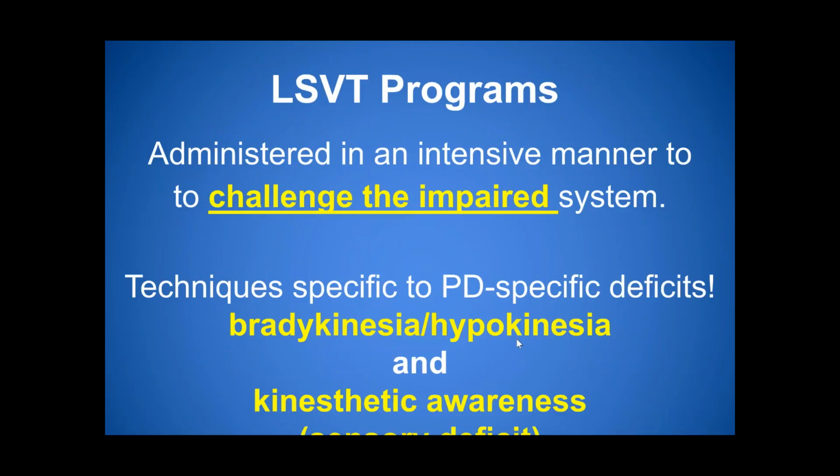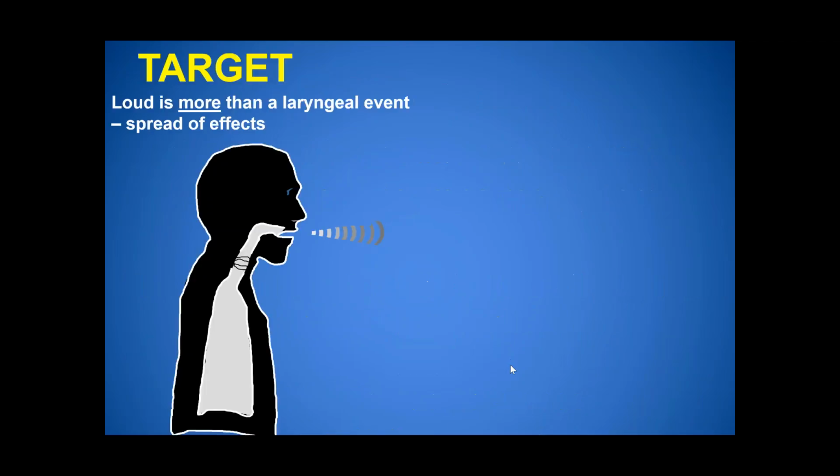Something unique about the LSVT programs is that they're administered in an intensive manner. Traditional therapy can be less intensive, maybe 1 or 2 times a week, but the LSVT programs are 4 times a week because we want to challenge that impaired system in order to improve it. What's also unique about the LSVT programs, and by that I mean LSVT Loud and LSVT Big, is that they're very specific to Parkinson's disease in their development. They target bradykinesia and hypokinesia, which means slow movements and small movements, and kinesthetic awareness, which is a sensory deficit that's associated with Parkinson's disease. So we're going to talk just a little bit further about that.